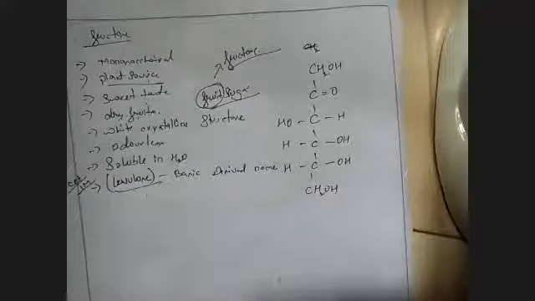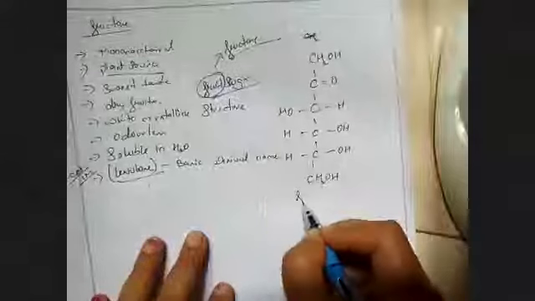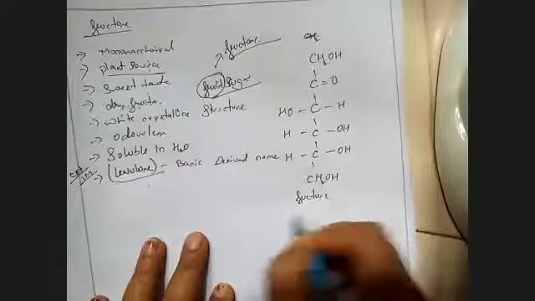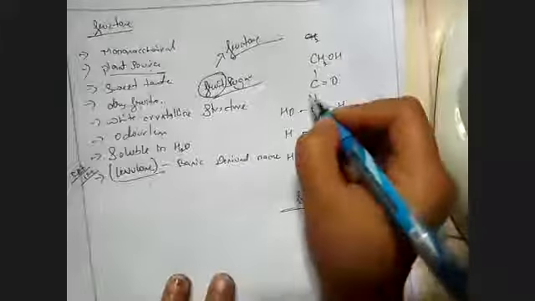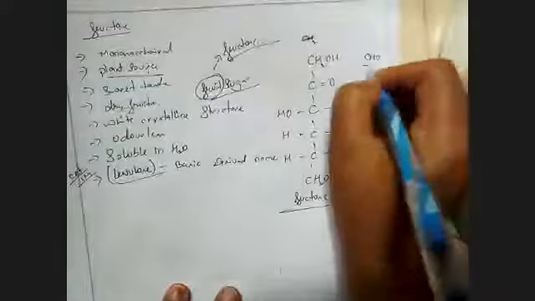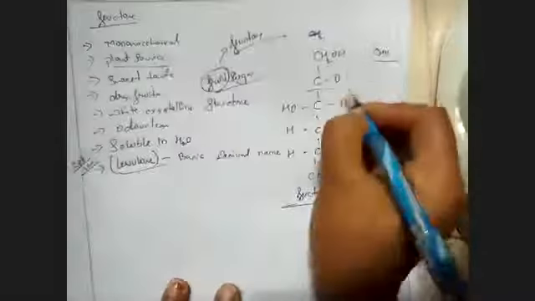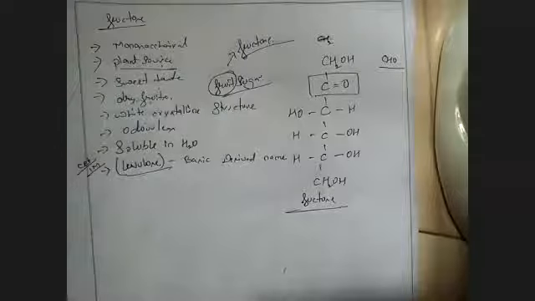Okay, this is your fructose structure. Please copy it down. You should notice one thing. In our glucose structure, we write the aldehyde group on the first carbon, but here we are writing a ketonic group on the second carbon.